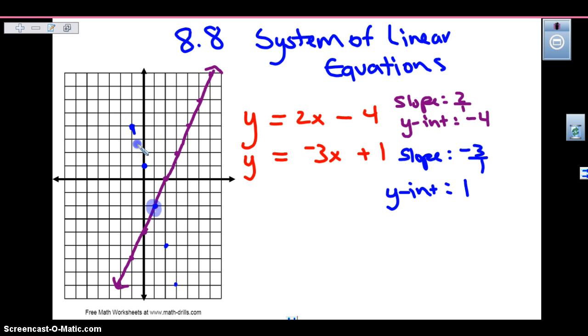So we can connect our point. And the answer to this system is the point where they intersect, which would be at 1, negative 2.